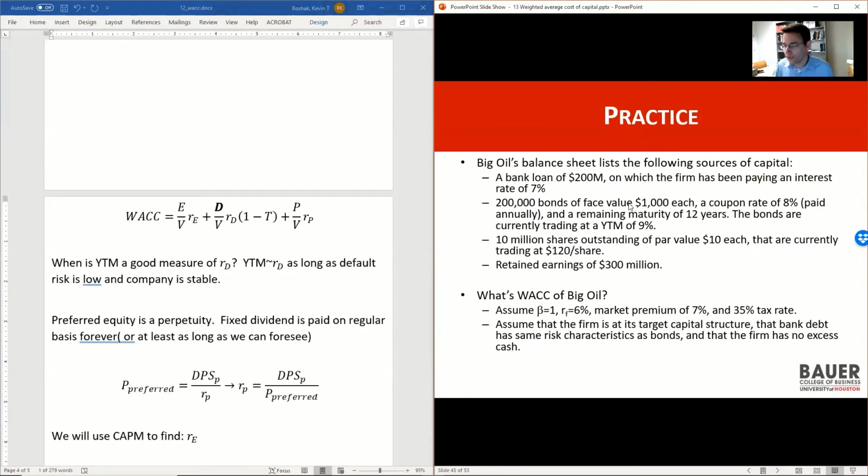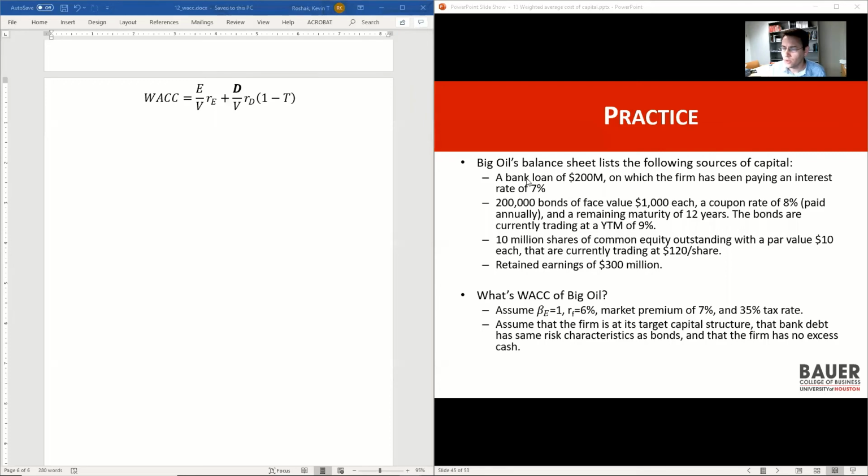So we'll do one example here. This company's got a lot going on. We'll put it all together to find their WACC. Big Oil has the following sources of financing. They've got a bank loan, they've got bonds, they have some common equity, and then we're told something about retained earnings. We're asked to find their WACC.